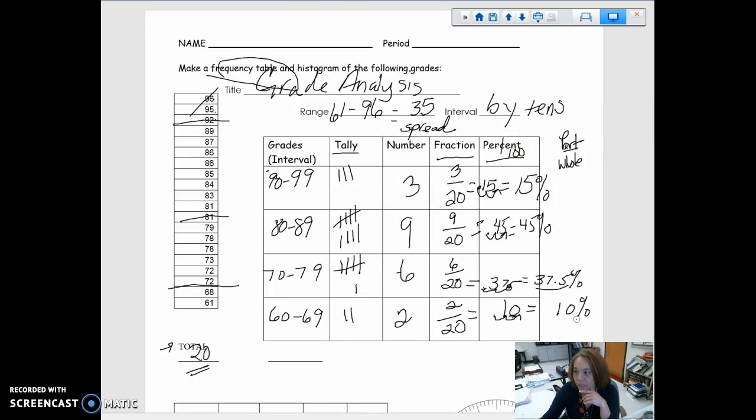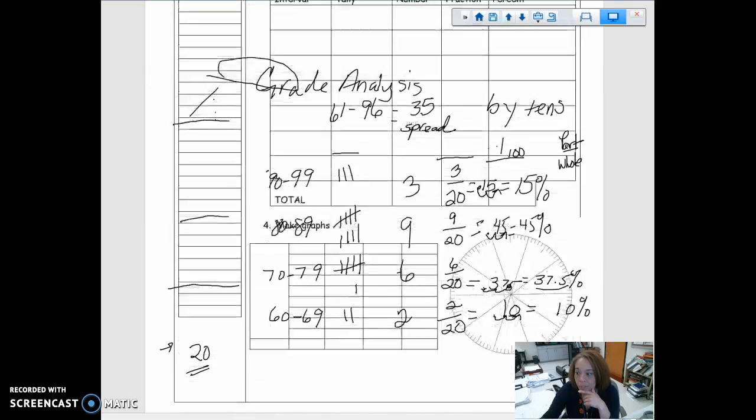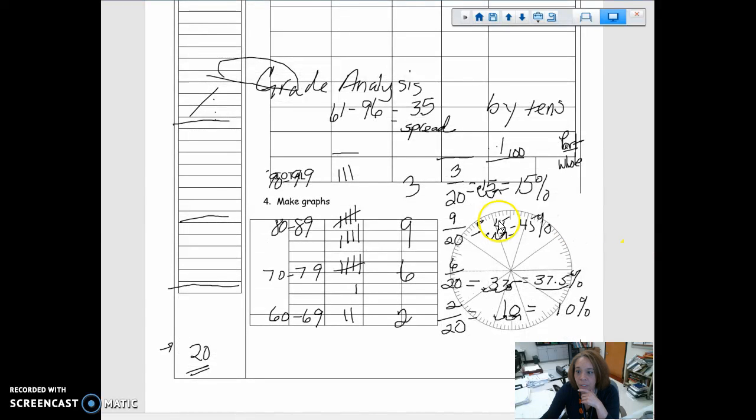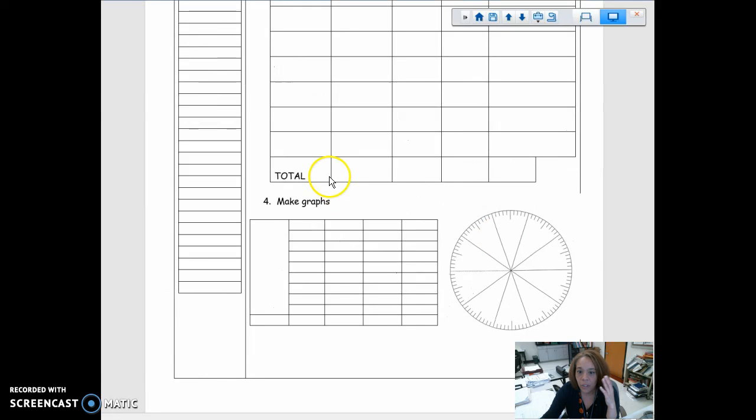So let me scroll down here, show you exactly how that is done. Grab my mouse and here we go. Okay, so I'm going to lose some of our data. Let's remember our numbers here. I'm going to close this out. 3, 9, 6, 2. We'll have to go back to it if we can.